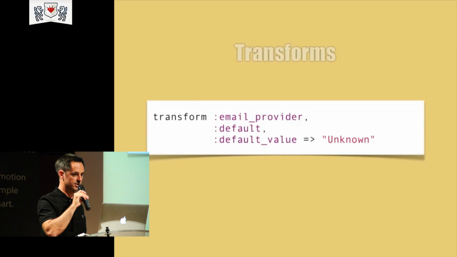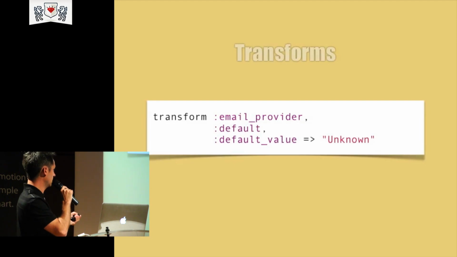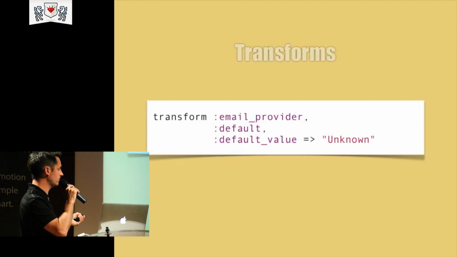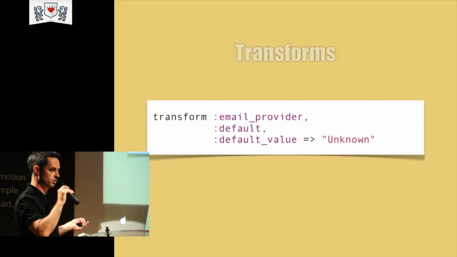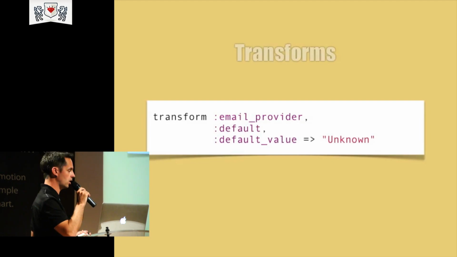Another kind of transform, you saw the block transform just before. This one is still the name of the field we're going to create. And this is the built-in transform name. So this is the default transform, which will make sure that if you have no value, a blank value in the field, you will be able to replace it by unknown.